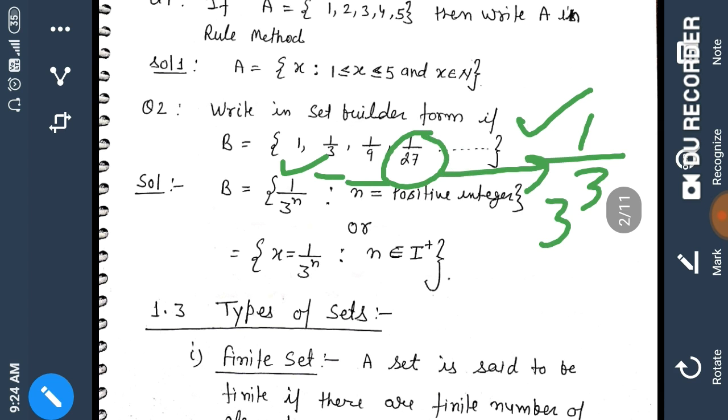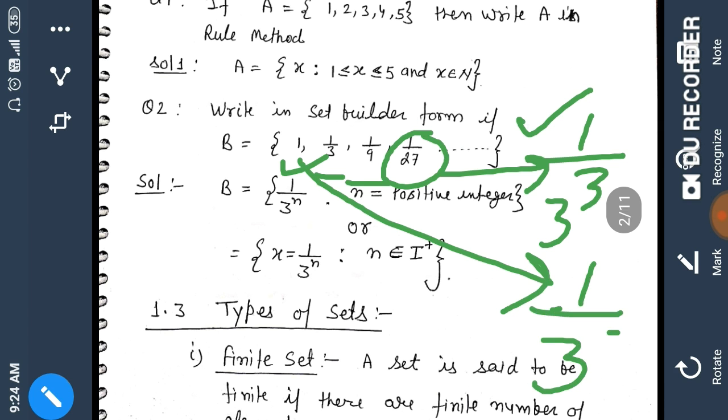So we see that this series can be written with 1 upon 3 to the power 0, because 1 can be written as 1 upon 3 to the power 0. Similarly, 1 upon 3 can be written as 1 upon 3 to the power 1, 1 upon 9 can be written as 1 upon 3 to the power 2. Similarly, 1 upon 27 can be written as 1 upon 3 to the power 3.